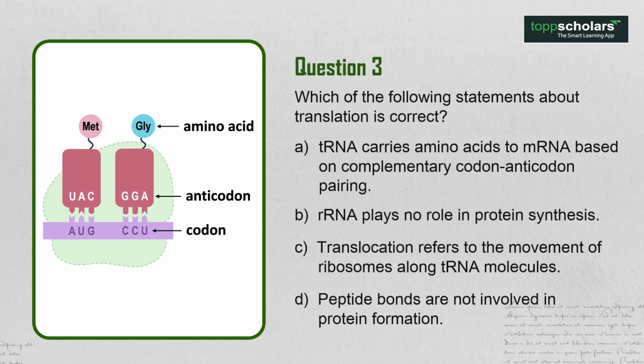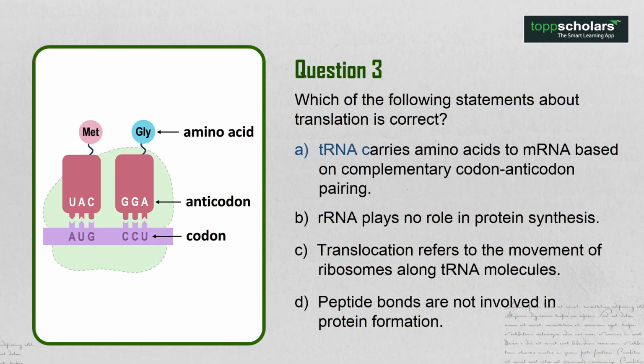Question 3. Which of the following statements about translation is correct? Option A. tRNA carries amino acids to mRNA based on complementary codon-anticodon pairing. B. RNA plays no role in protein synthesis. C. Translocation refers to the movement of ribosomes along tRNA molecules. D. Peptide bonds are not involved in protein formation. The correct answer is option A.